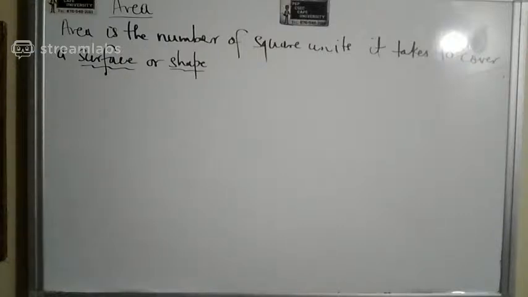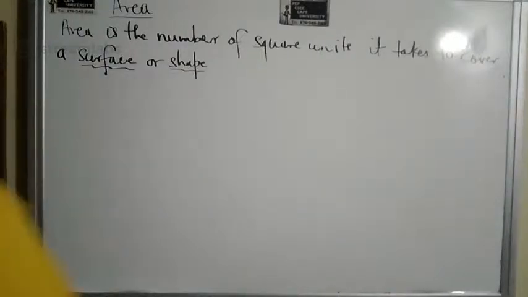Guys, we'll be looking at part 2 of compound shapes, and that is defining the area. Now before we begin, let us define area. Area can be defined as the number of square units it takes to cover a surface or a shape. Oh by the way, composite shapes are when you combine two or more shapes. So it's two or more shapes combined.